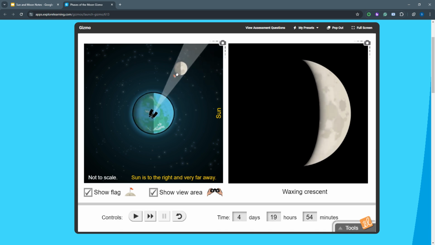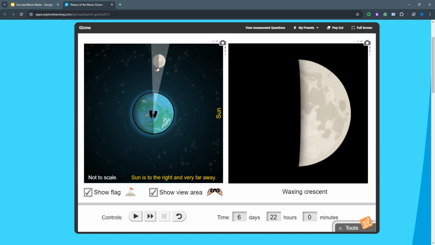And then the moon keeps revolving, and notice that we're seeing more and more of the moon being lit up on the right side. And when the moon reaches this point, from our point of view, we're seeing the left side of the moon in darkness and the right side of the moon being lit up. The lit up part is facing the sun.